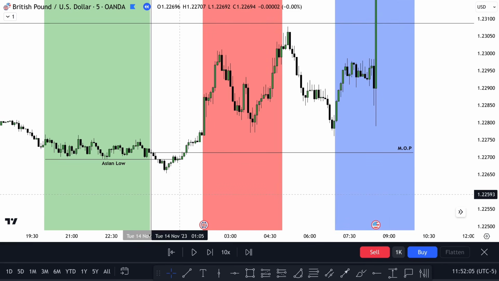Let's say price drops below here by 5 pips. You risk 1% on that one trade. Let's say price drops another 5 pips. You risk another full percent. That's 2. You're maxed out. You don't look for any other trades for the day.